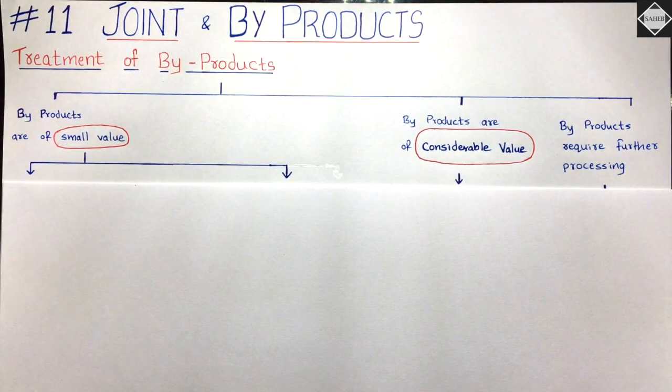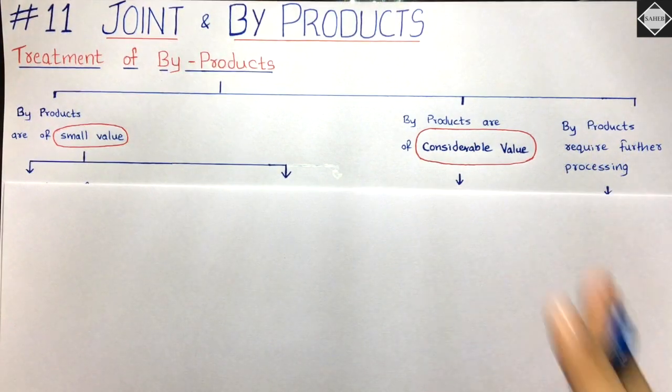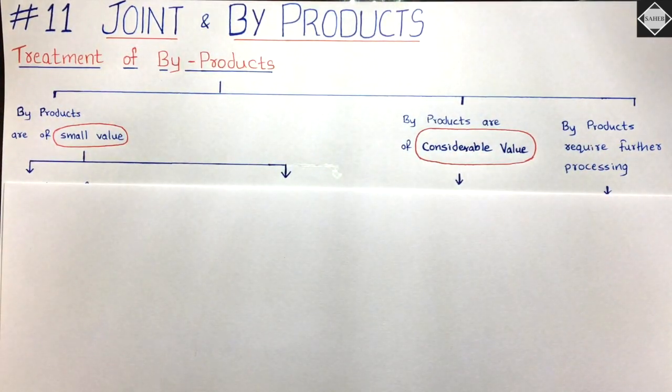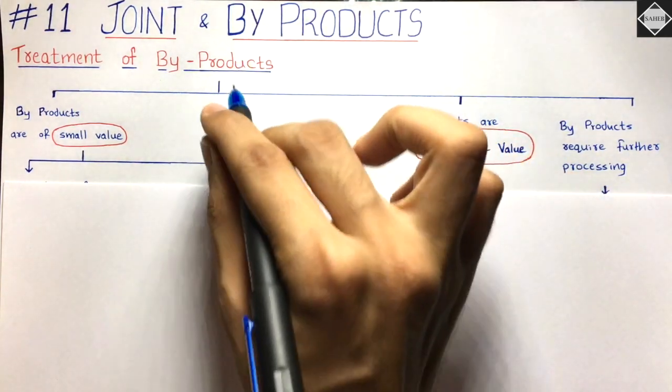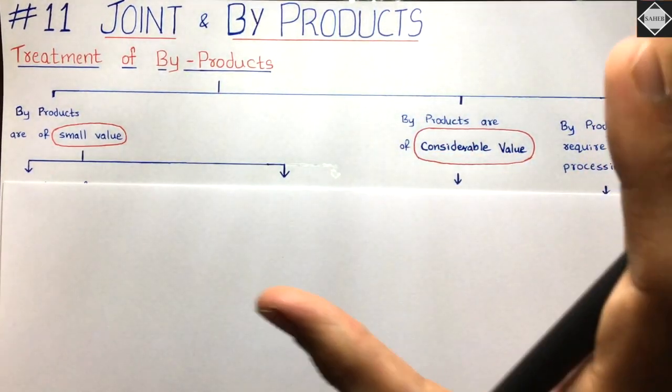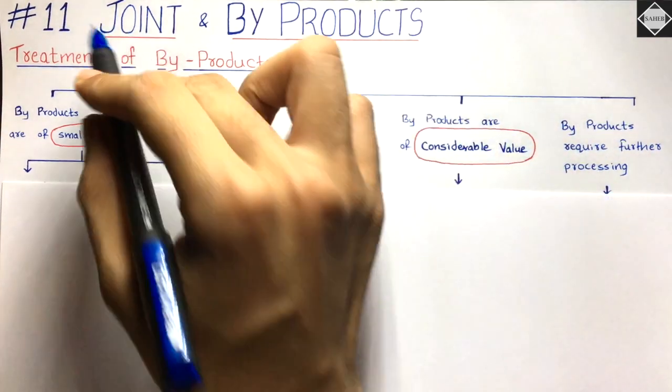So that's it. Now let's get back to this video and let's understand how we have to treat the byproducts in cost accounting. See here how simple the treatment of byproducts is. But first let's just recap what is the meaning of byproducts. The first point regarding byproduct is that byproduct has comparatively lower sales value than the joint product.